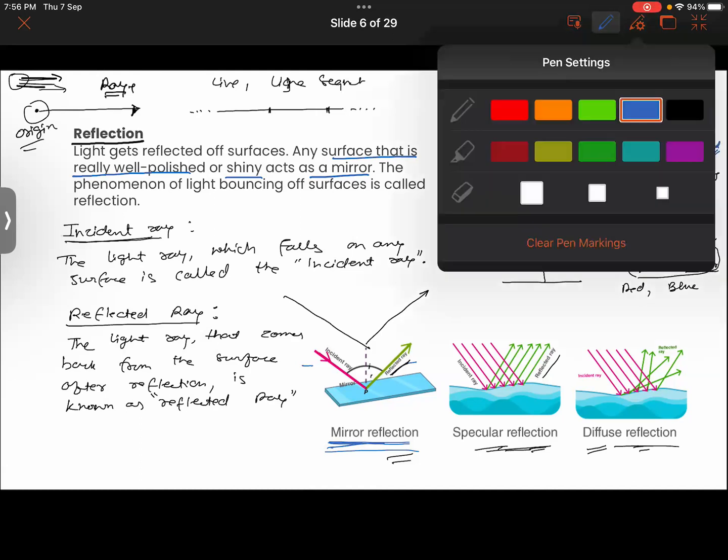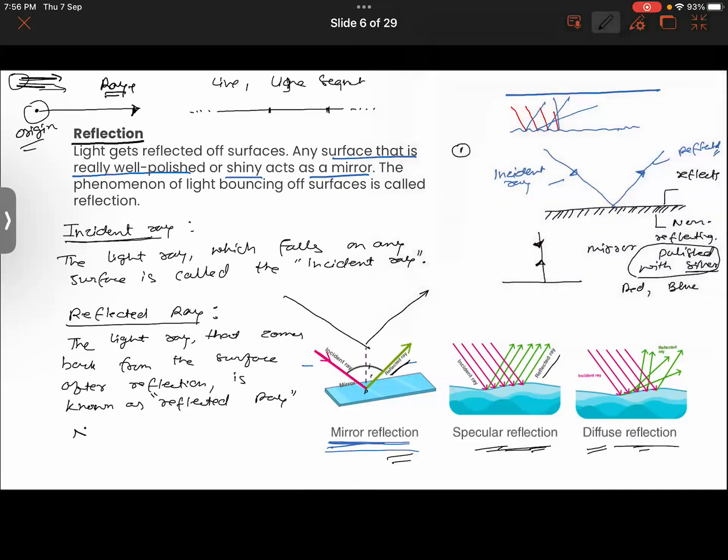Now one more thing you need to know: what is the normal here. Normal is simply a perpendicular line that is drawn to the mirror, or basically the surface. For example, you draw a perpendicular line, so that you will be calling the normal. So far everything's clear?